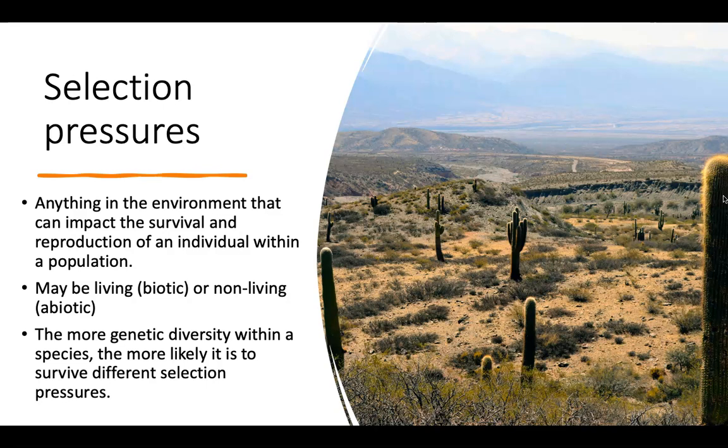Now, this is all to do with selection pressures. And selection pressures are anything in the environment that can impact the survival or the reproduction of an individual within that population. So selection pressures may be living things like competition from other organisms for resources, it might be from predators, or it might be non-living things such as temperature, rainfall, wind, sunlight availability, those sorts of things.